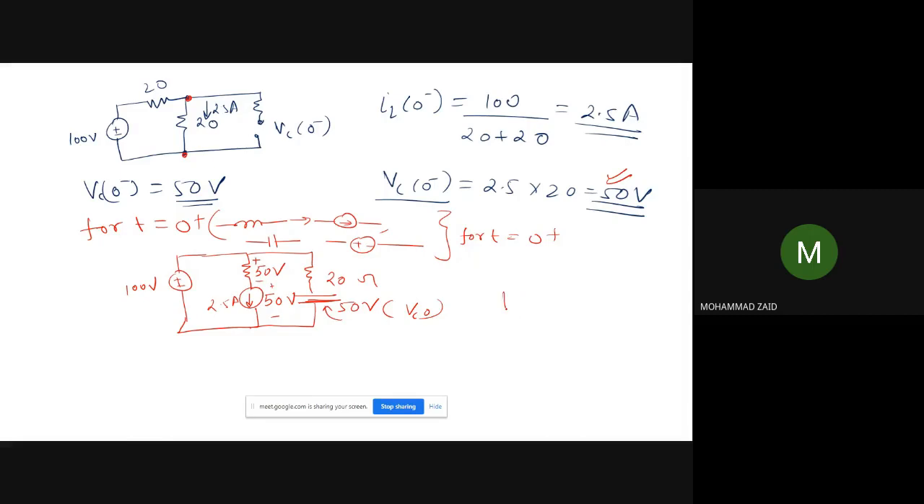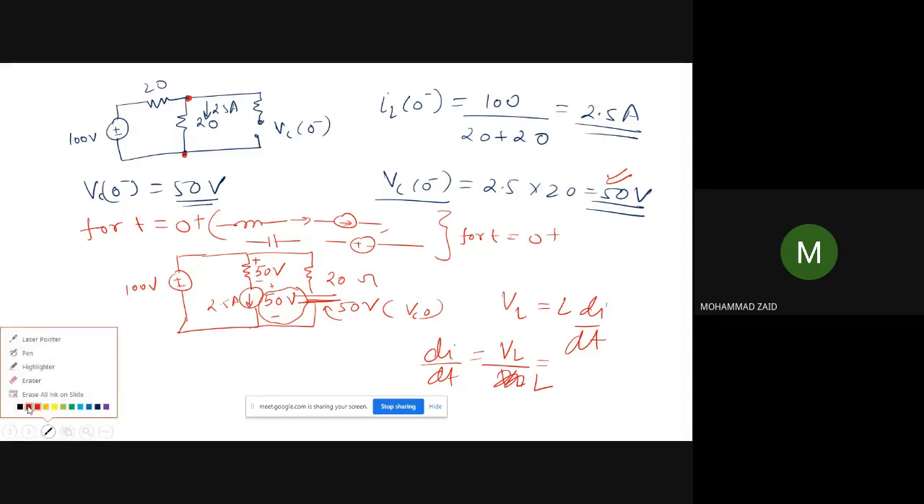Now simply we can write down VL is equal to L di by dt. Okay. So di by dt will be equal to VL by L. That is equal to, L is 1, VL is 50. Okay. So this thing you are now knowing. This is the voltage across the inductor, which we want to know.